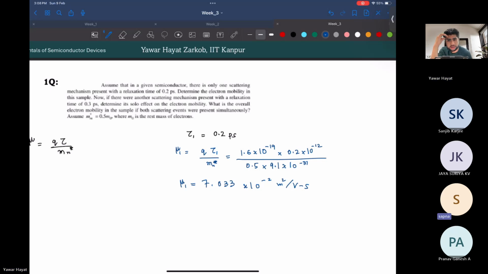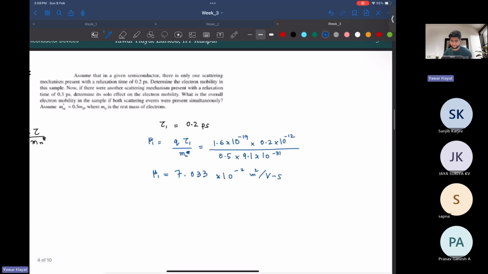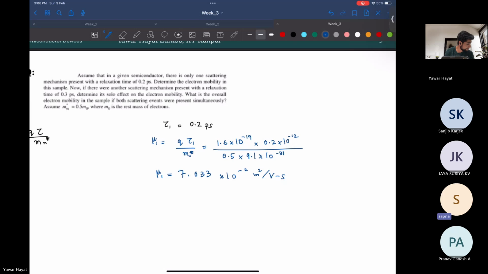Yeah, that's what I got as point not 7. Okay, wait. Let me do that again on the calculator. So if we write 1.6 times 0.2, divided by 0.5 times 9.1. Correct, effectively this is the same. What you wrote in the chat is 0.0703, right? Do you agree? I did it on the calculator and I got this answer, 0.07032.